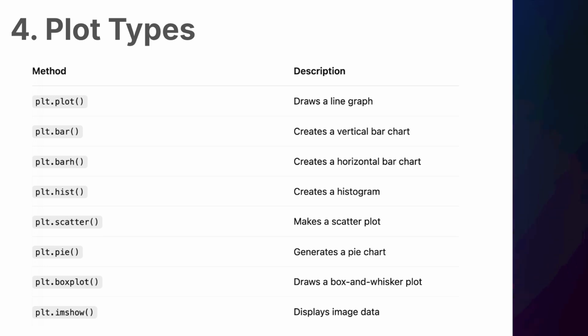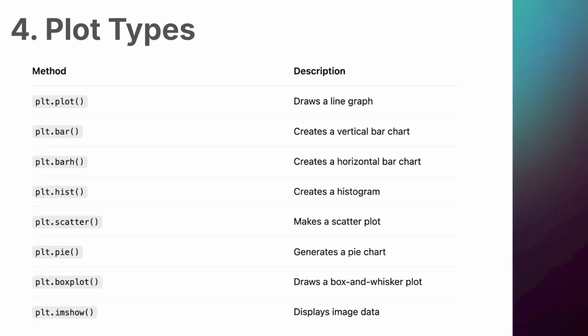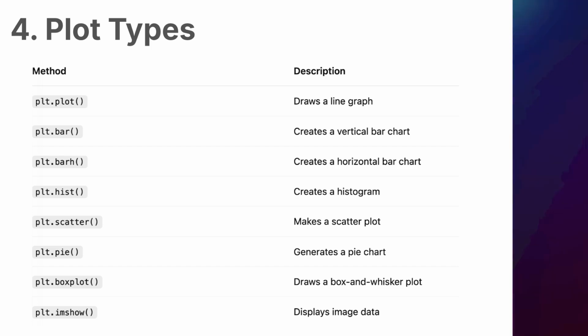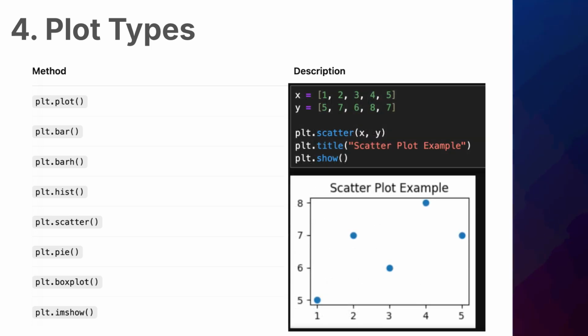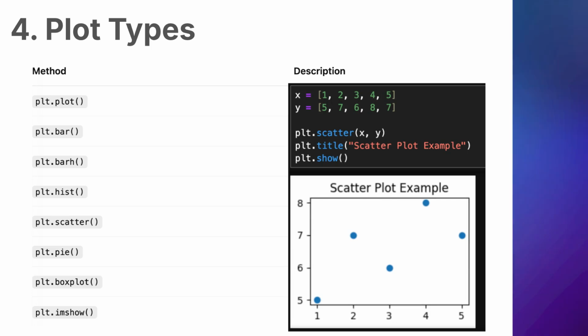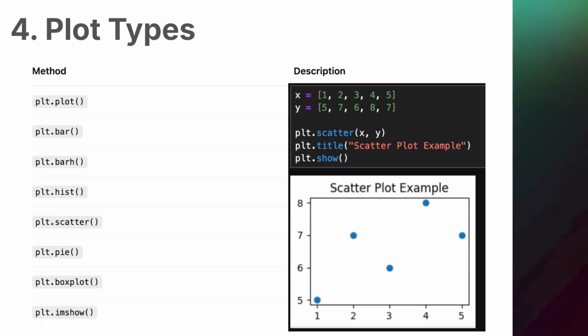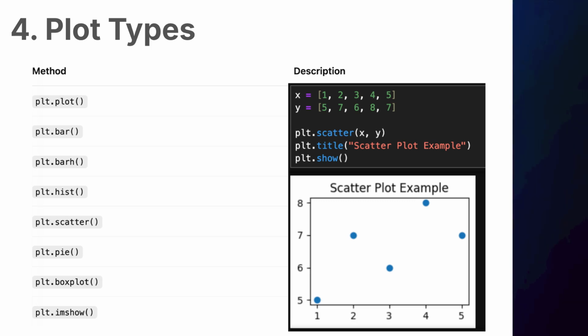Next, scatter method. It creates a scatter plot, ideal for visualizing relationships between two sets of data. Let's say you have 2 lists. These 2 lists are data points. Each pair is a coordinate for 1 point on the graph. So you have 5 points in total.